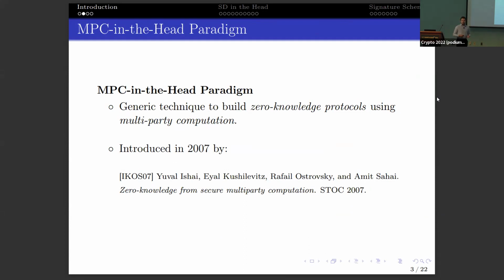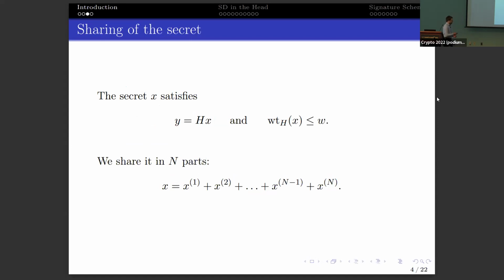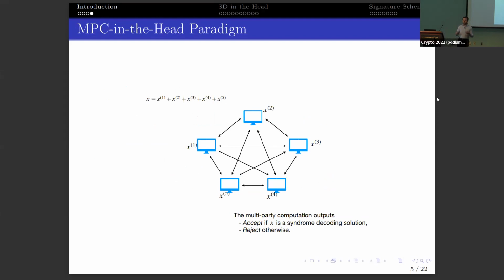This paradigm provides a generic method to build a zero-knowledge proof using techniques from secure multiparty computation. This paradigm works as follows. We have our secret which satisfies both relations. We will first share our secret in n parts, n shares, x1 to xn, so that the sum of the shares is equal to x. Then let us assume that we have an MPC protocol which takes as input the sharing of x, and will check that the shared vector is a solution of the syndrome decoding instance. We will use this MPC protocol in a black box manner to build our zero-knowledge protocol.